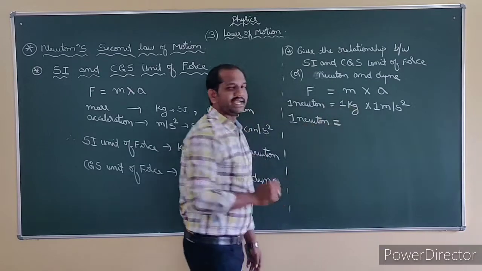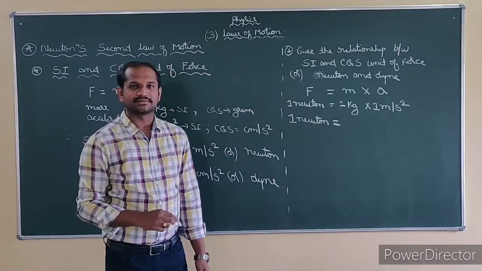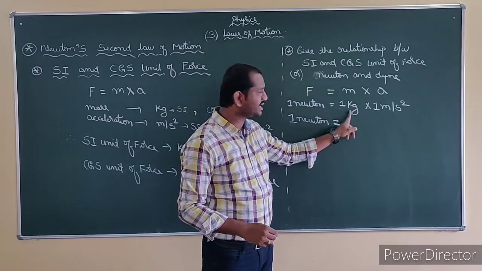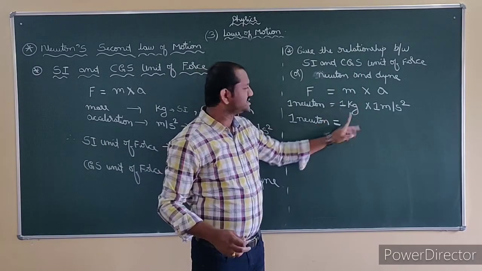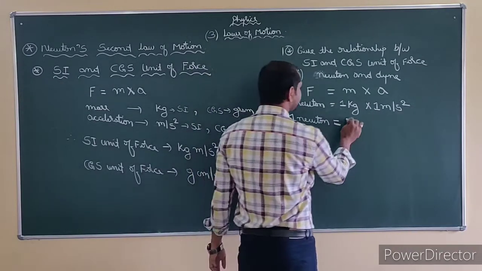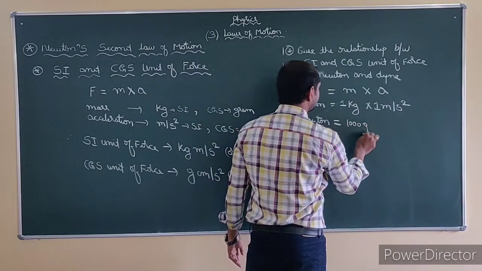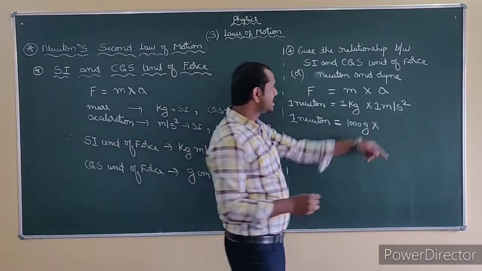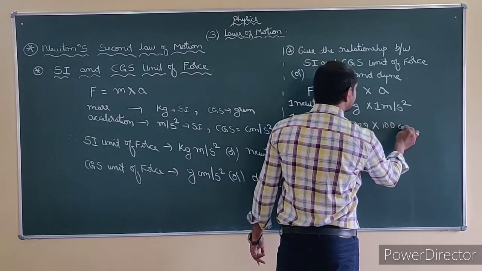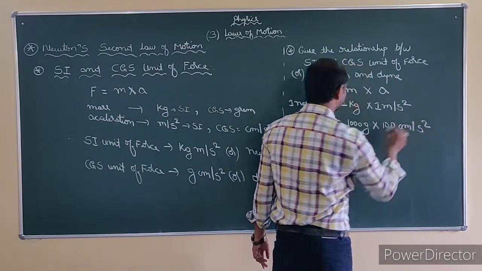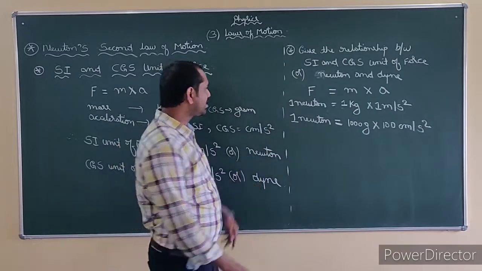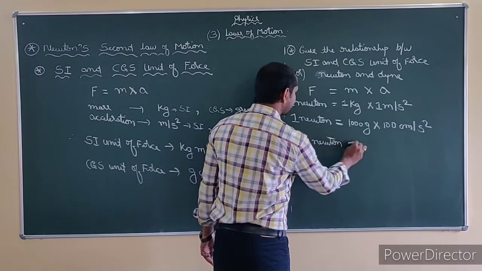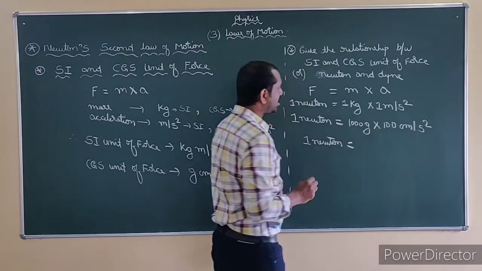So when you convert kg to gram, 1 kg is how many grams? Because you are giving relationship between SI and CGS, so I am converting whatever here, SI to CGS. 1 kg is how many grams? It is 1000 grams into 1 meter is how many centimeter? 1 meter is 100 centimeter per second square. Can you see here? Now, therefore we have 1 Newton is equals to 1000 into 100.